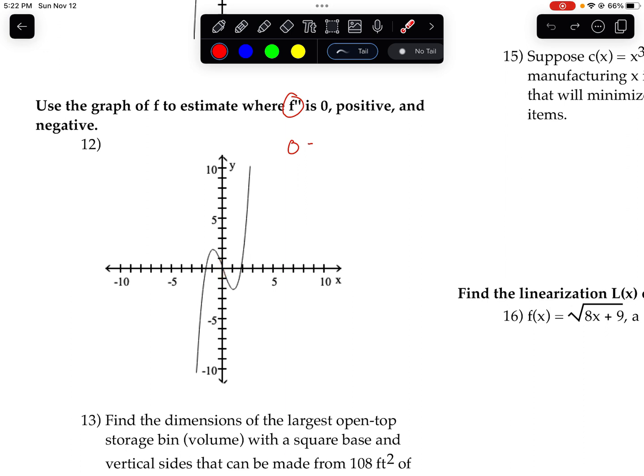So f double prime is 0 at x equals 0. Let me explain here. f double prime is positive when the function is concave up. So here's concave up, which means that's where the second derivative is positive. So say x is greater than 0, or if you want to use interval notation, 0 to infinity. Then when x is less than 0, it's concave down. So that's how you can tell from the graph of f where f double prime is positive, negative, and 0.